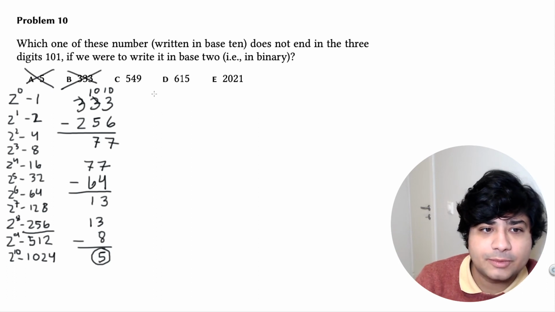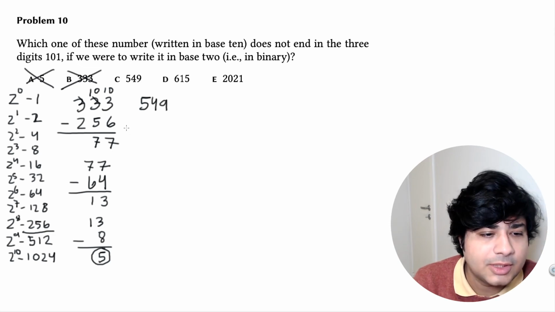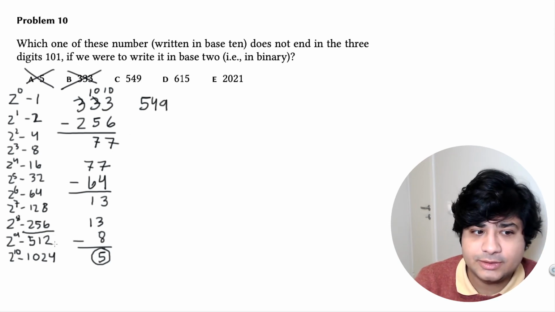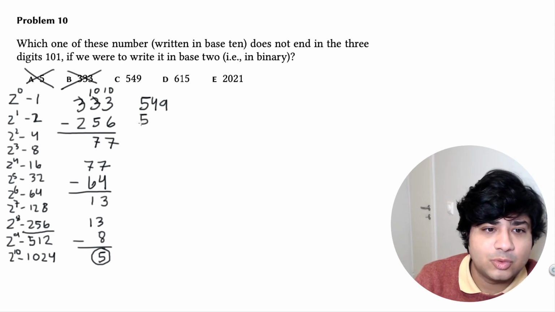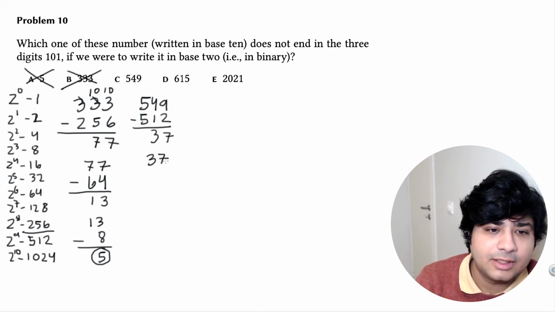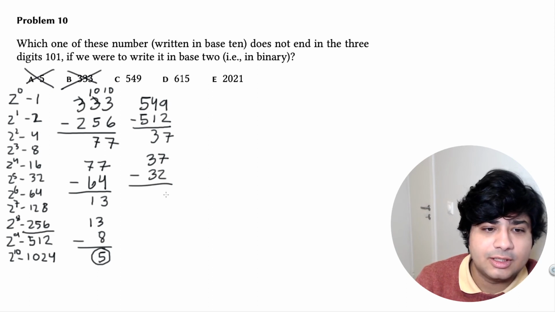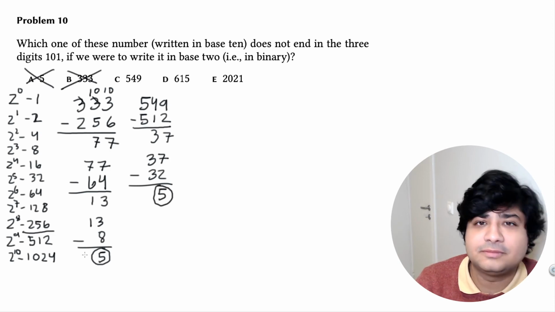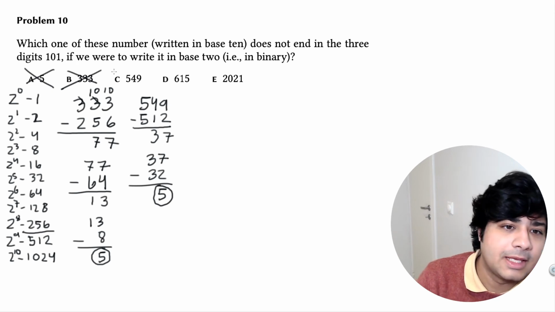Now, let's try the other number. 549. What's the highest number? That's definitely this one. 512. Take away from that one. What's this going to be? So this is going to be 7. This is going to be 37. Okay. And then we have the highest number for that, 32. Take that away. And then, of course, that's going to give us 5 again, which again means that it's going to end in 101. Take that away.